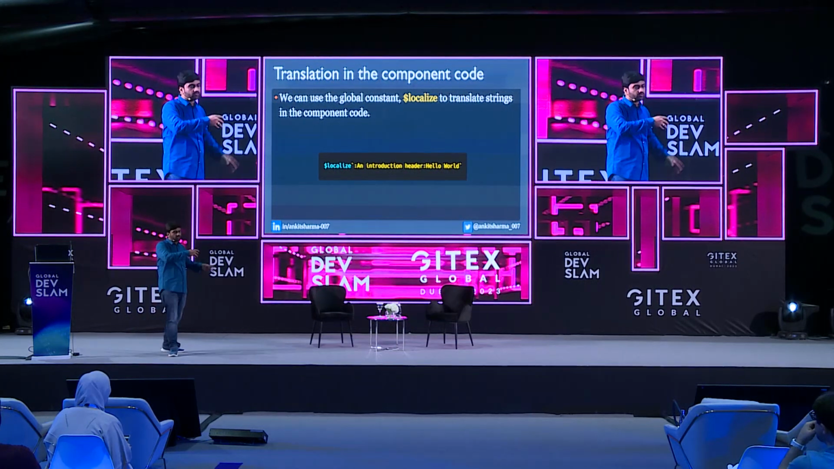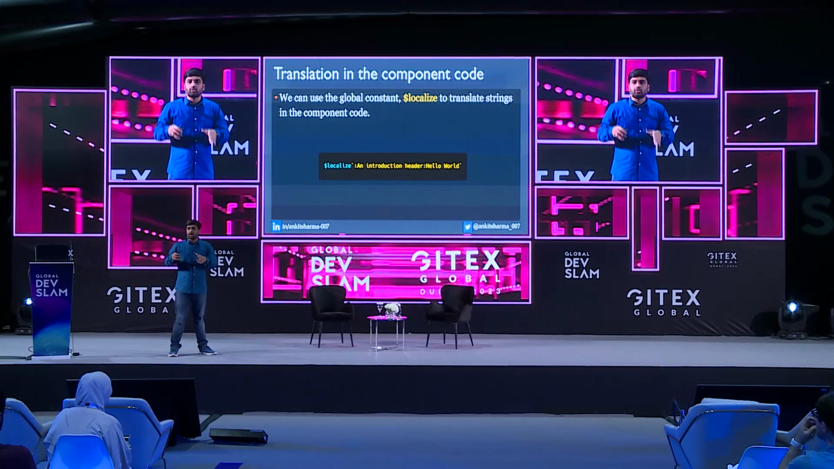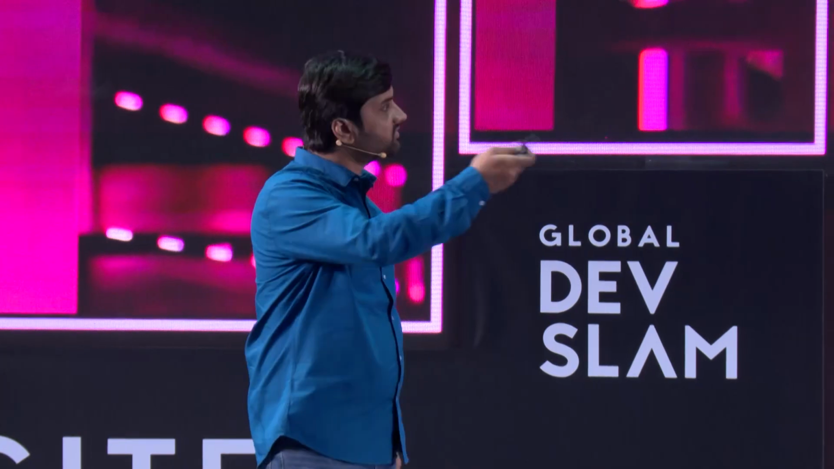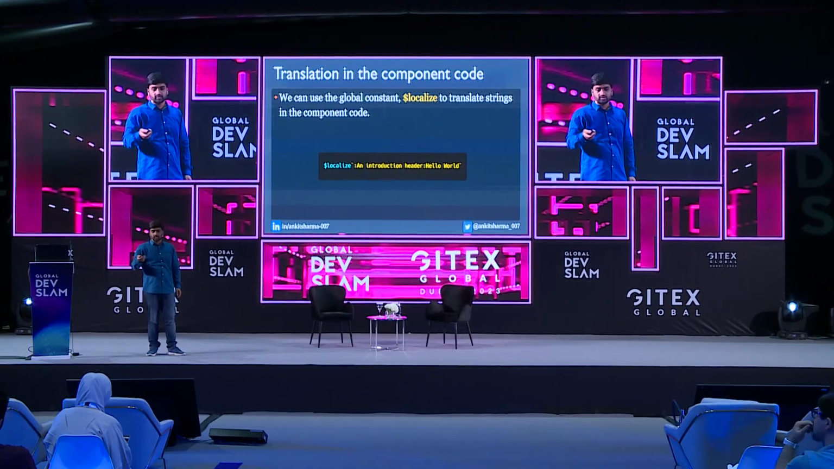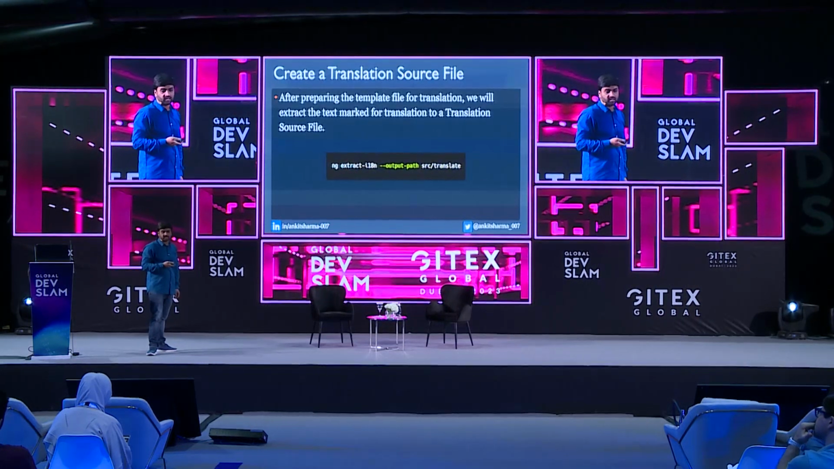Now, this is how to do internationalization in an HTML file. However, if we have to do it from the component code, that is a TypeScript file, we can use a global constant called $localize. Here you can see an example. We are using two colons to show the description. So an introduction header is the description, and after that I have added a text, which is hello world in this case. That is how we can use the global constant called $localize.